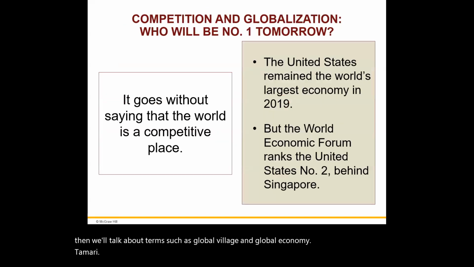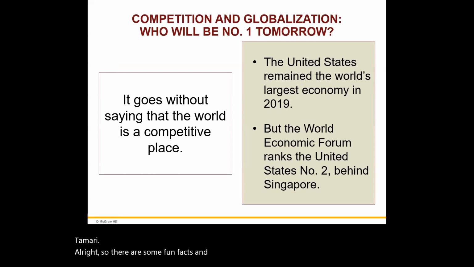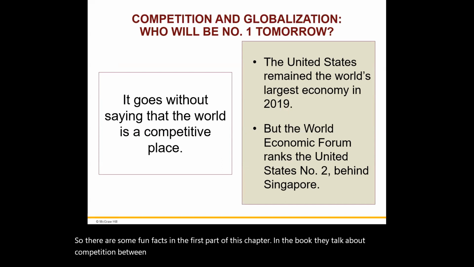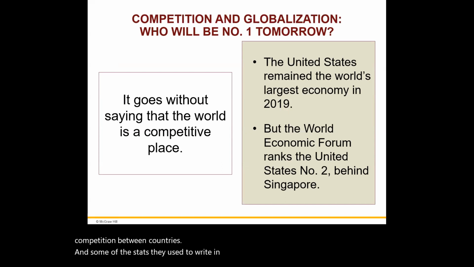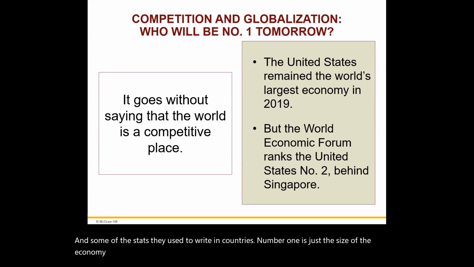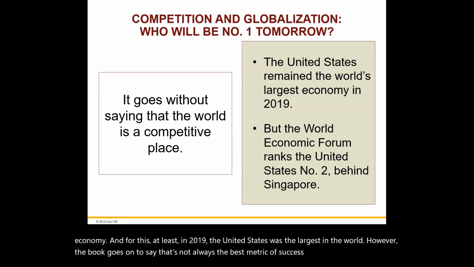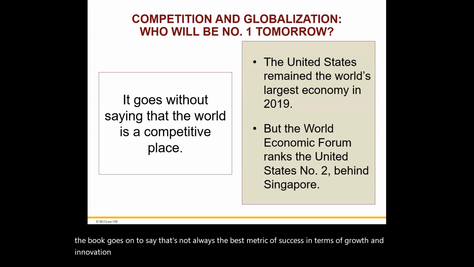All right. So there are some fun facts in the first part of this chapter in the book. They talk about competition between countries. And some of the stats they used to rank countries, number 1 is just the size of the economy. And for this, at least in 2019, the United States was the largest in the world. However, the book goes on to say that's not always the best metric of success in terms of growth and innovation and also happiness.